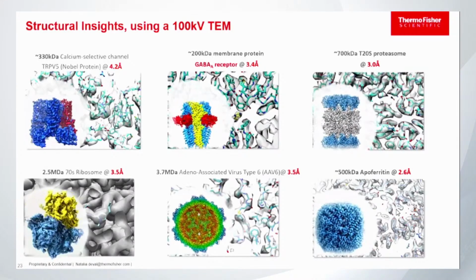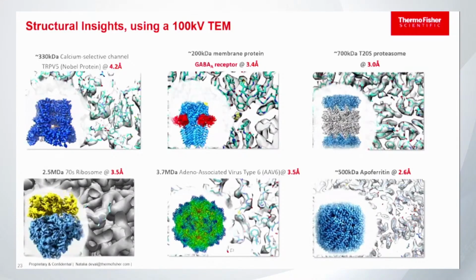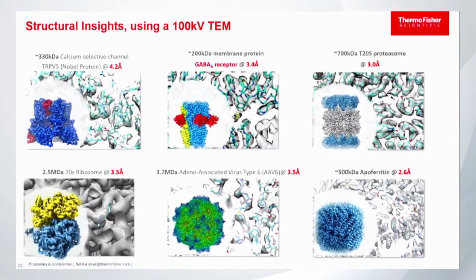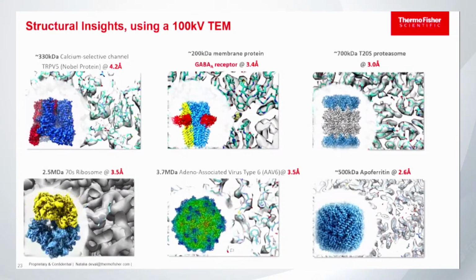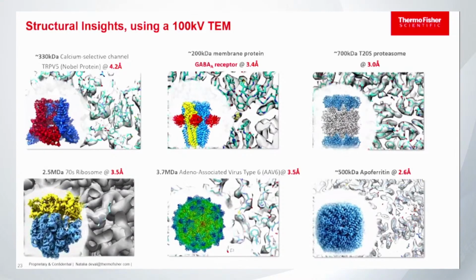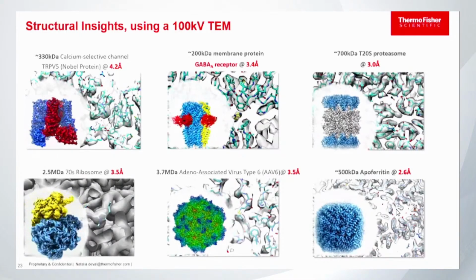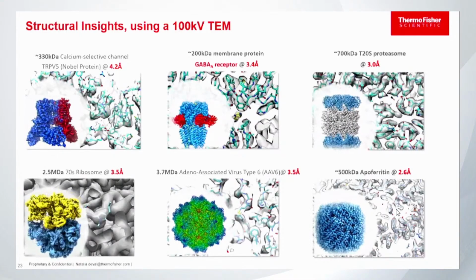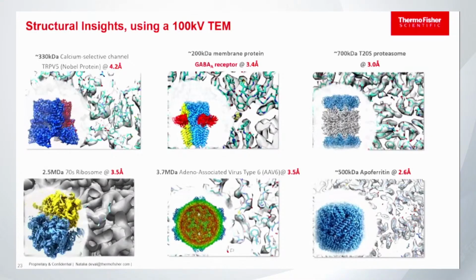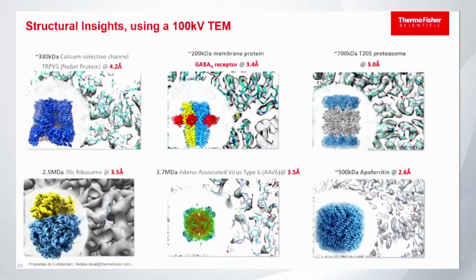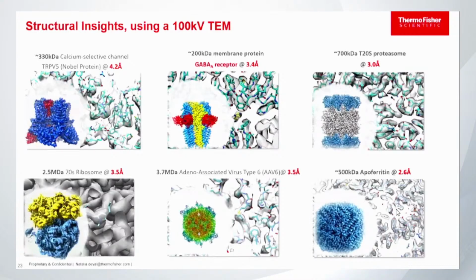For a 100 keV microscope, the resolutions are already very high. So for example, this is a 330 kilodalton channel. It's a membrane protein. We can already get a 4.2 angstrom resolution. And this is the 3D reconstruction you can see. So it's already very, very cool.